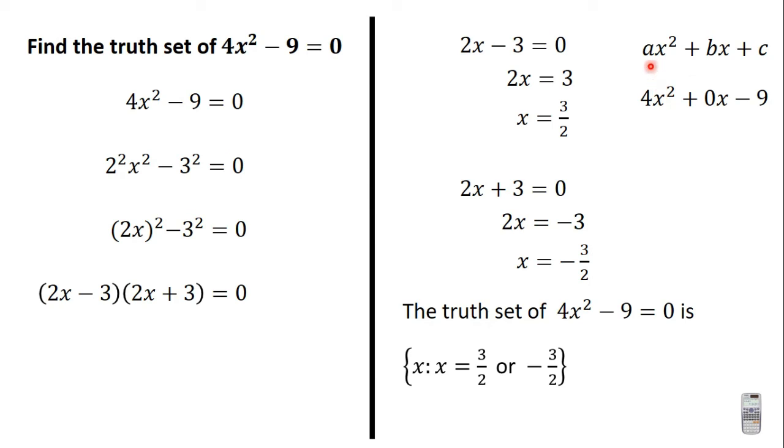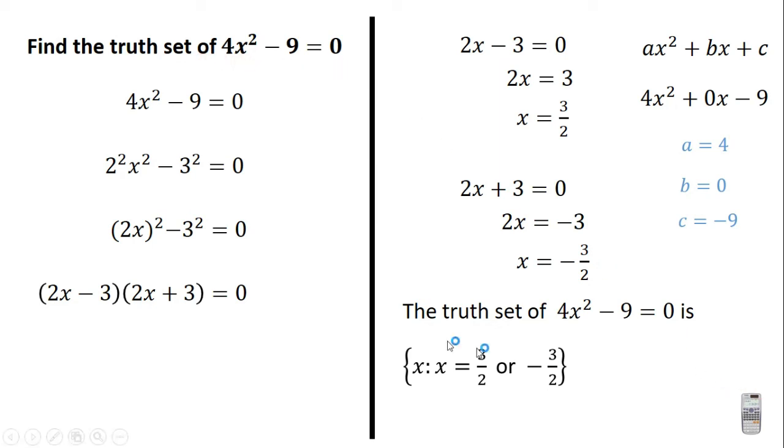Now we can compare it. A will give us 4, B is 0, and C is minus 9. We now have the values of A, B, and C. We can enter this into the calculator for the roots or the solution of this equation.